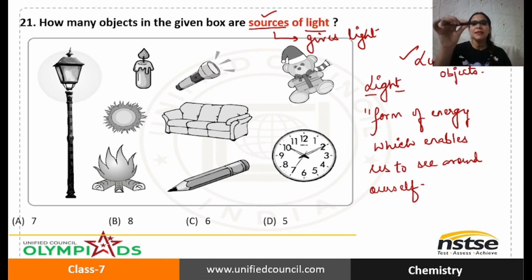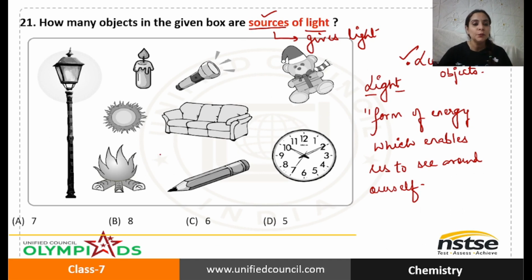For example, if I talk about this pen, does it have its own light? No, but you can see it because the light from the tube light is falling on it, or the light of the sun is falling on it, which enables us to see it. All those things which have their own light, like the sun, which you all know has its own light. So the sun is a source of light, or you can call it a luminous object. But anything which doesn't give light is called non-luminous.